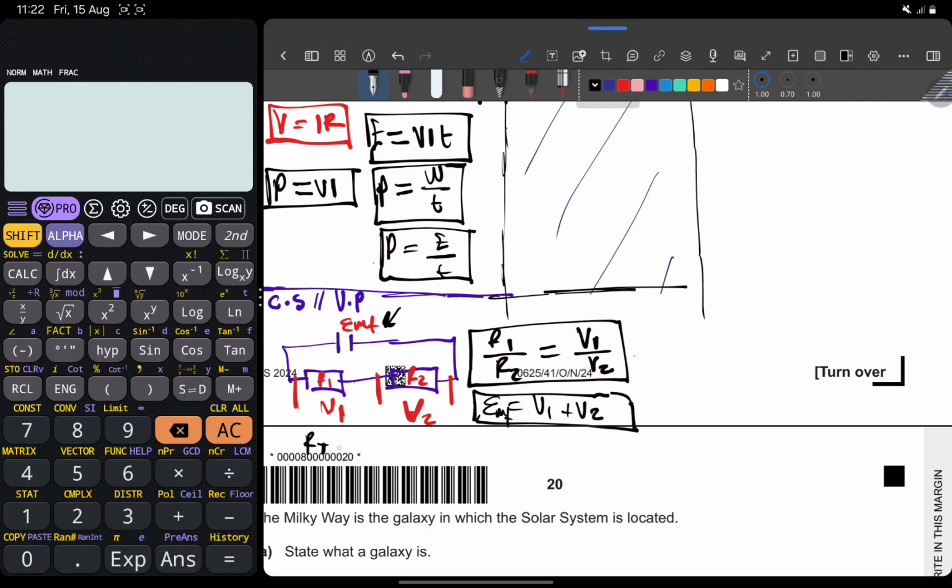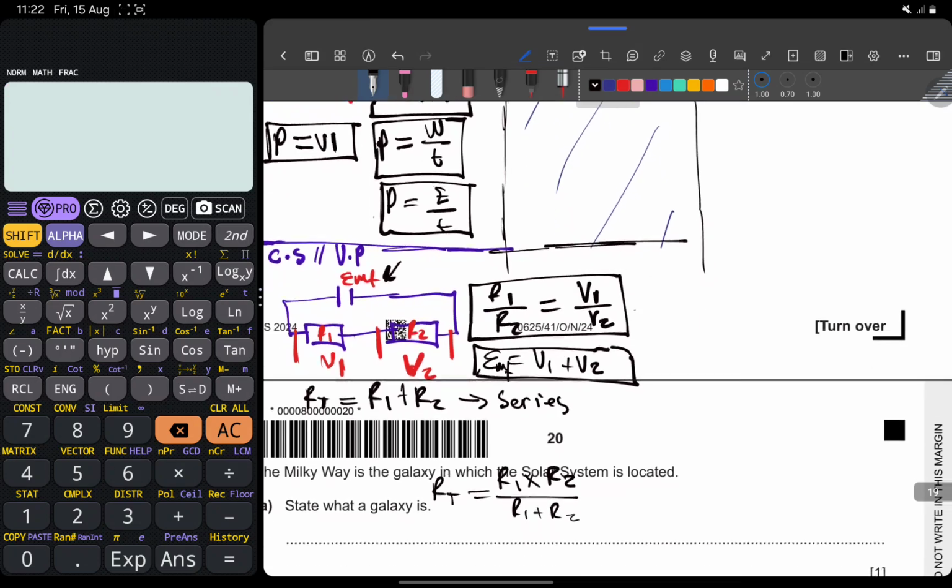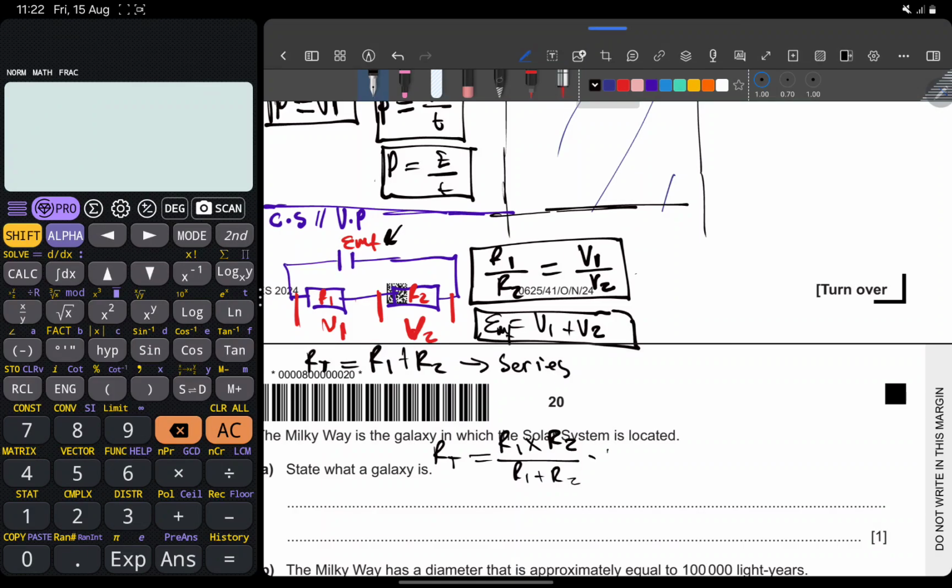To get the total here, when things are in series, it will be R1 plus R2. This is for the series combination. Now, when things are in parallel, we say RT is equal to R1 times R2 over R1 plus R2. This is when we have two things, and this is for parallel. When you have two resistors and you want to get the total resistance in parallel.